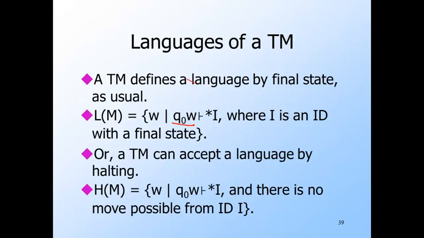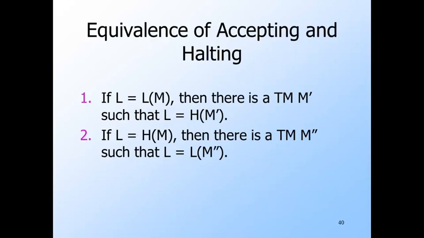The other way to define a language is by halting. We define H of M to be the set of input strings W such that started in the initial ID again, M gets to some ID for which no move is possible. The two methods of defining languages define the same class of languages, as we can show by simple Turing machine constructions that are not too different from how we show that PDAs accepting by final state and by empty stack have the same language defining power.